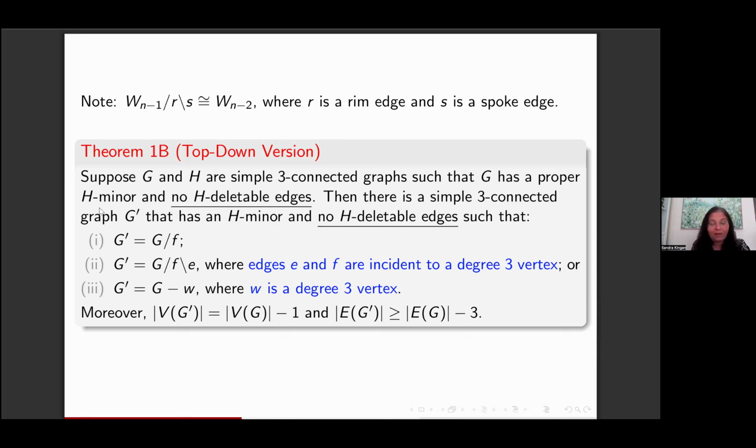I'm actually hoping to make another video where I just do the proof of this theorem, because I think it is quite accessible. Anyway, not here, so I'm going to go on to applications.